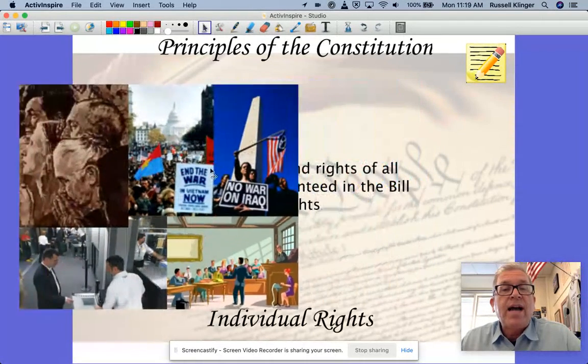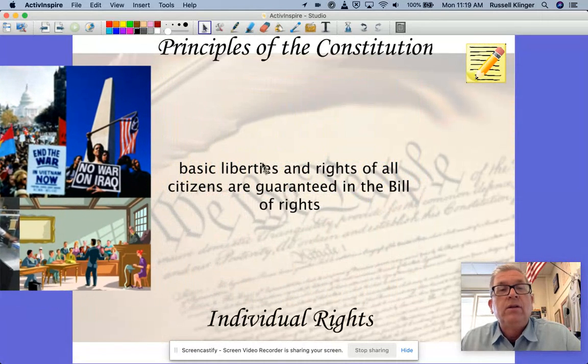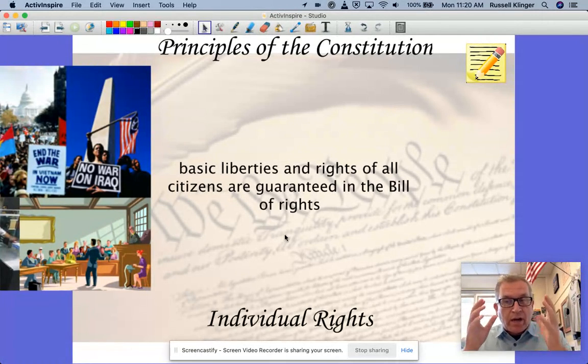Another principle is the idea of individual rights, right? We have basic liberties and rights that are guaranteed and protected in the Constitution and all the amendments that have been created thereafter, right? The first 10 amendments or changes, we collectively call them the Bill of Rights, the first 10. And they were added immediately at the ratification of the first document, the first Constitution. That was the condition that was agreed upon.